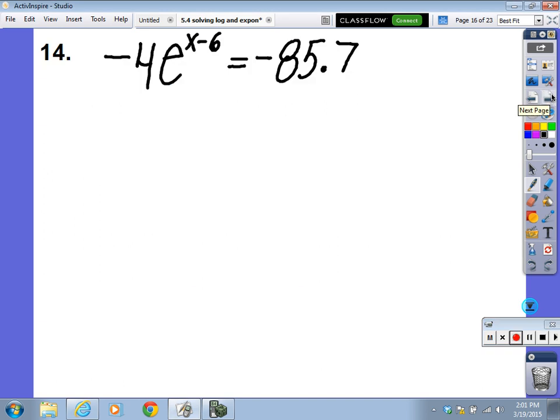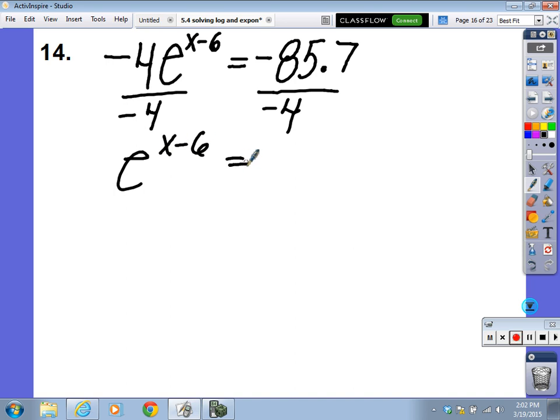So looking at this one, now the rules are the same. We're dealing with an exponential: negative 4 times e raised to the x minus 6. So we have to isolate the exponential part. So we're going to divide both sides by -4. I'm doing number 14 on your worksheet if you're wondering. So then over here I have e raised to the x minus 6 is equal to, and I'm just going to calculate it, 21.425.